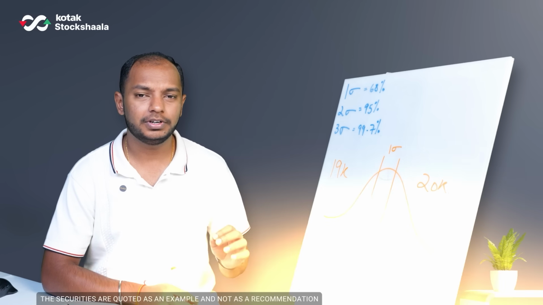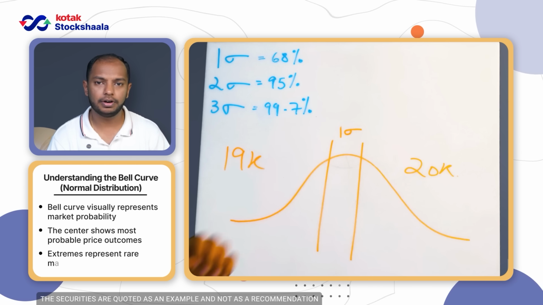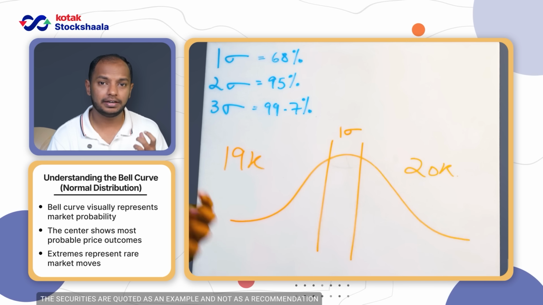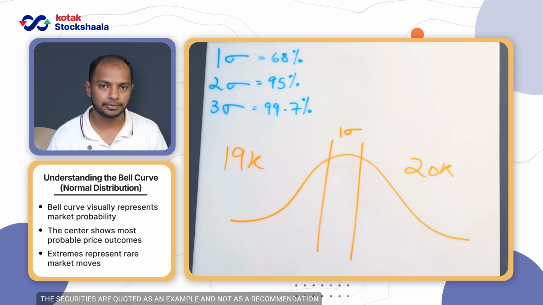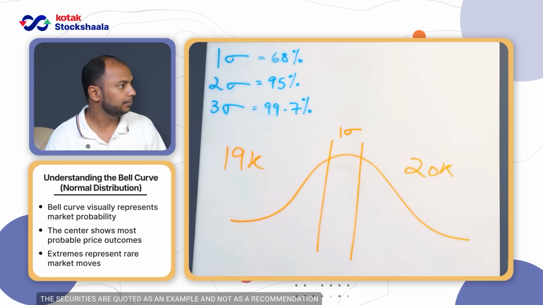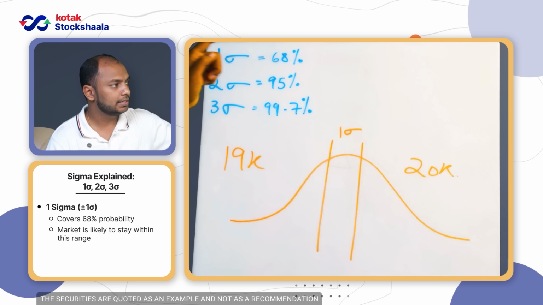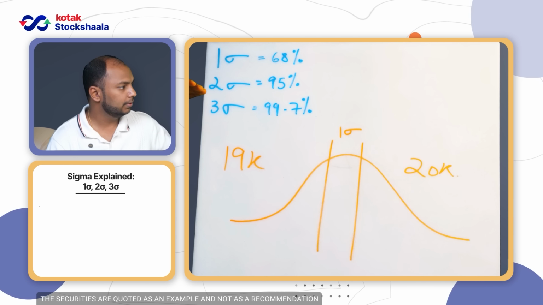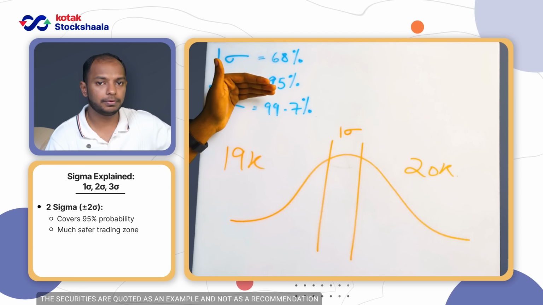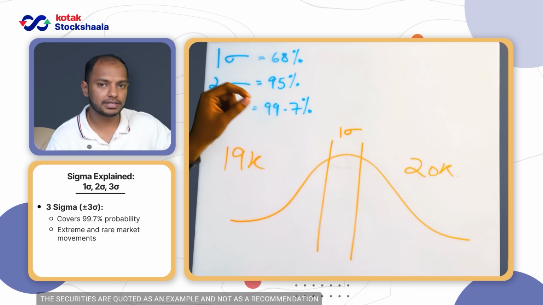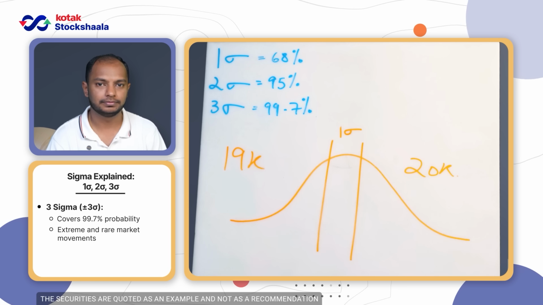Standard deviation works on a bell curve, also called a normal distribution. A bell curve is called so because it resembles how a bell looks. Now let's understand what is 1 sigma, 2 sigma and 3 sigma. 1 sigma represents a 68% probability of an outcome, whereas 2 sigma represents a 95% probability of an outcome, whereas 3 sigma represents a 99.7% probability of an outcome.